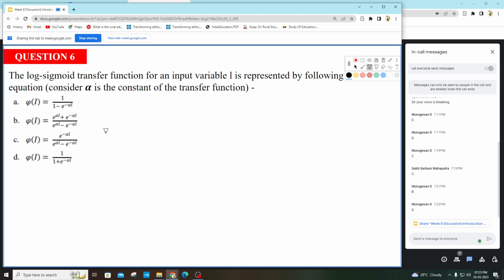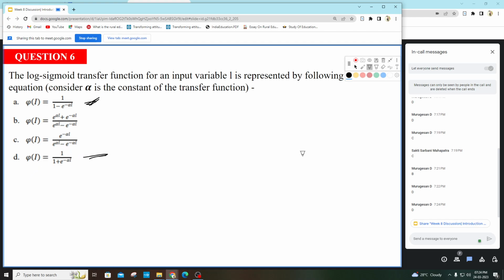Guesses for this? Yes, sir. D. Any other guesses? No, sir. D. Okay, so there is a confusion between A and D. Very nice. Yeah, okay, I understand. This type of confusion will happen in the exam also.